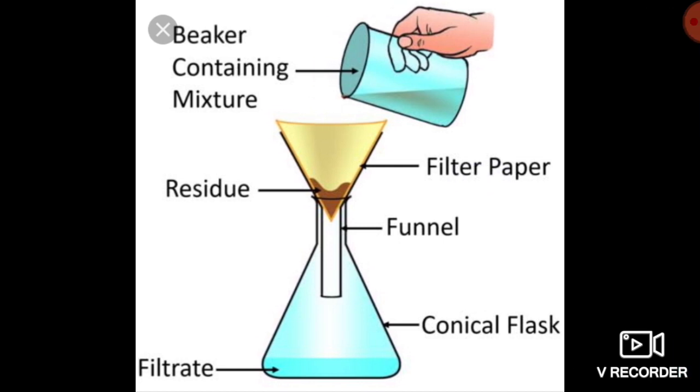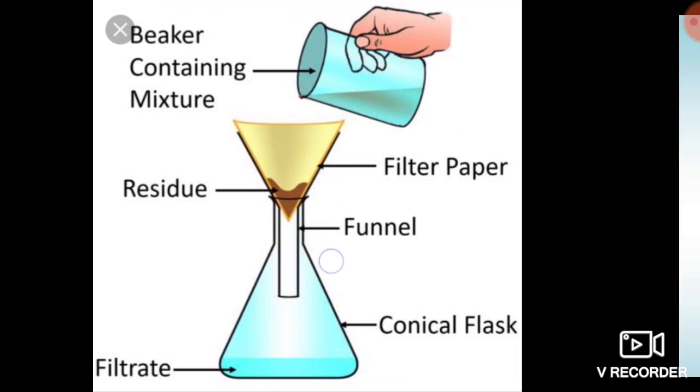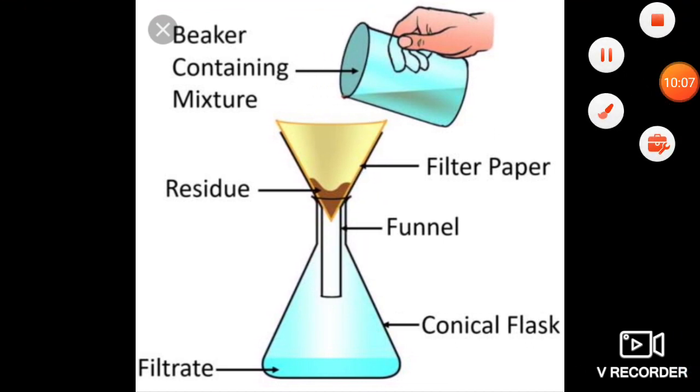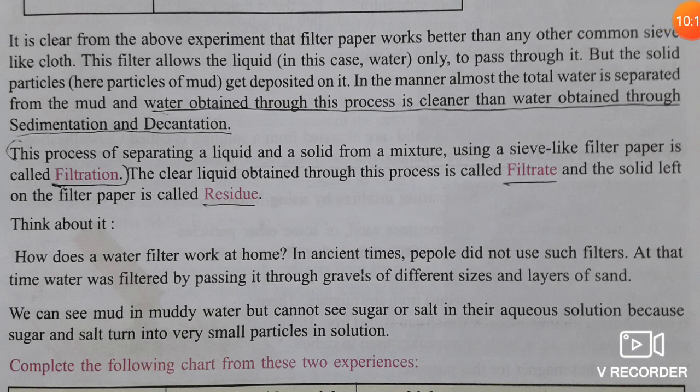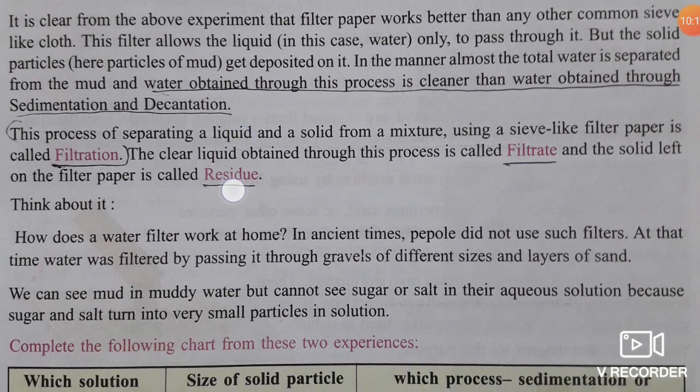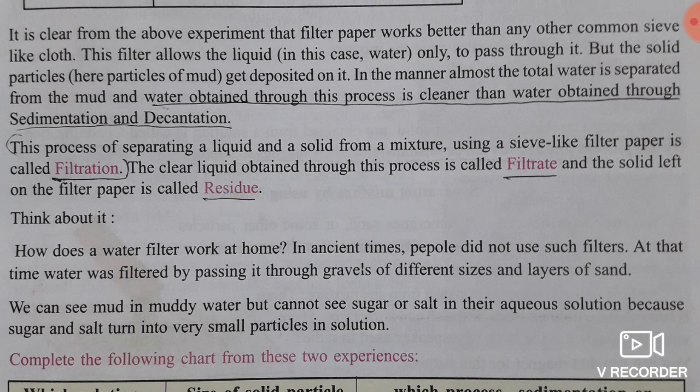Now when we pour the glass of muddy water in this funnel, we will see that the mud will accumulate in the filter paper. It is called residue, and the water will get filtered into the conical flask, and that water is called filtrate. So the thing which comes down is termed as filtrate, and the thing which settles in the filter paper is called residue, and the whole process is called filtration. So we can see the definition of filtration, filtrate and residue from this part.